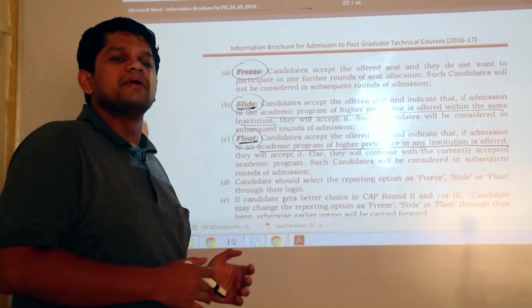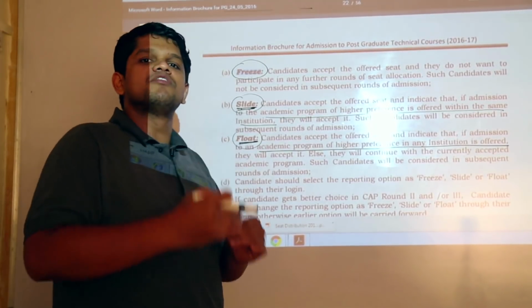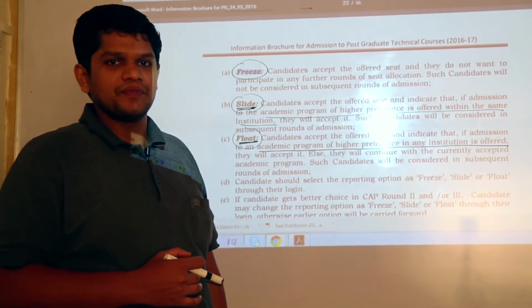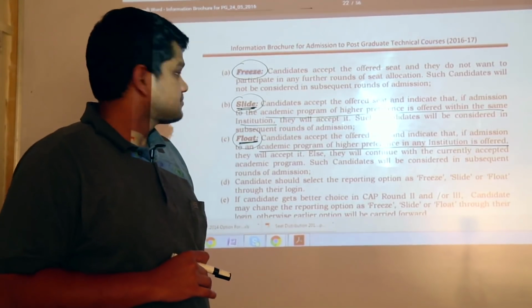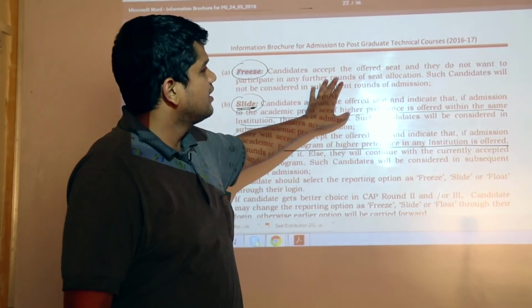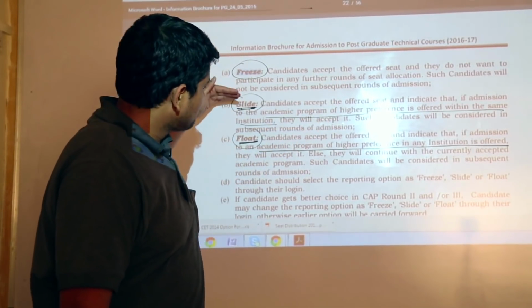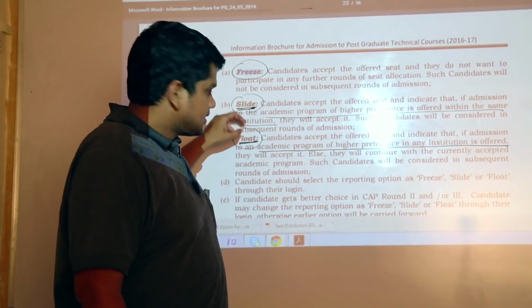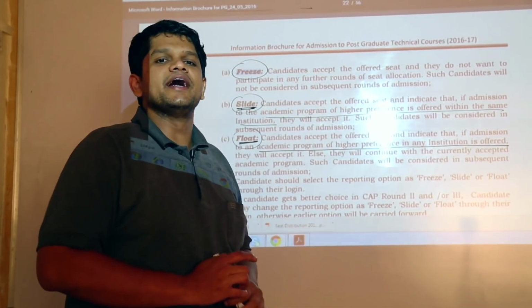It does not happen in the MBA entrance. There is no higher course offered within the same college in the MBA entrance exam for your CET entrance. So the points to be taken up here are: if you are happy, take a freeze. If you are not, probably it would be slide or float. This decision can be taken after you go to the ARCs.